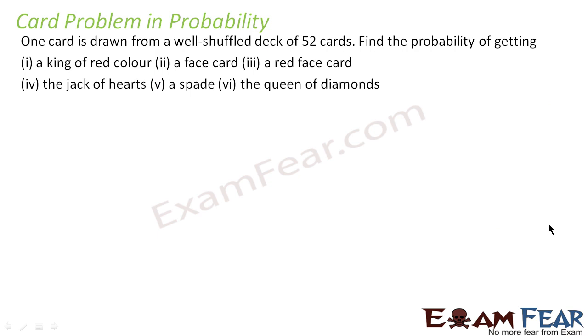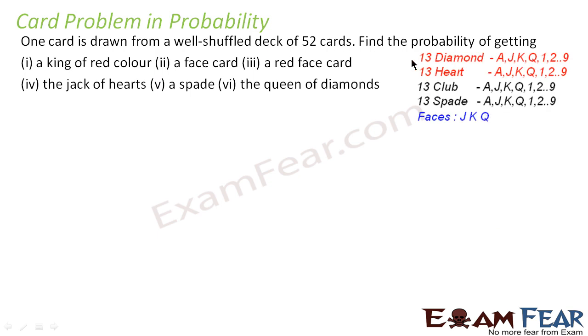Let's take some card problem. Before we take the card problem, let's understand a particular card deck. We have 13 diamonds, 13 heart, 13 club and 13 spade. And we have 3 faces J, Q, K. The faces are J, Q, K only and these are 13, 13 each. Total number of cards is 52. 13 diamond, 13 heart are red, 13 club, 13 spade are black. So 26 red, 26 black.